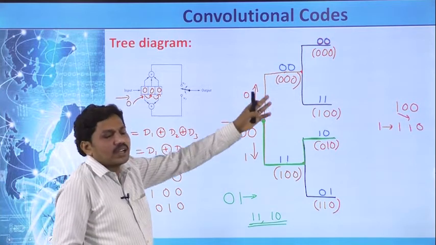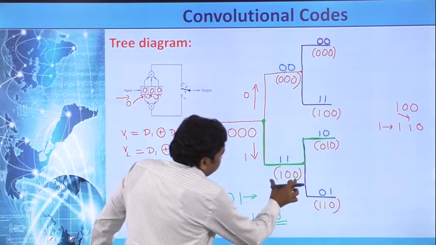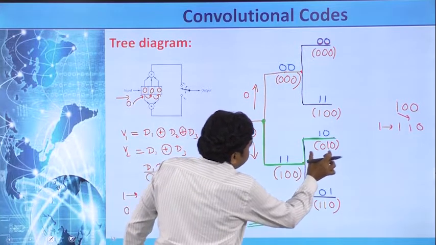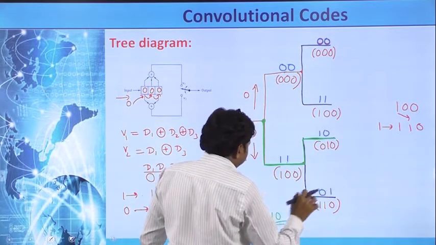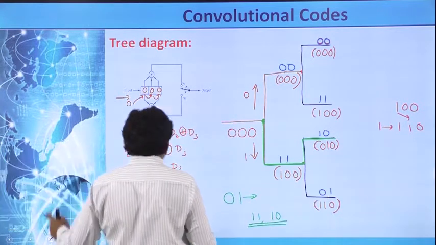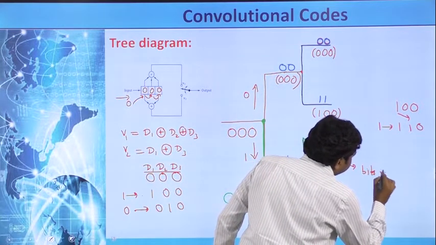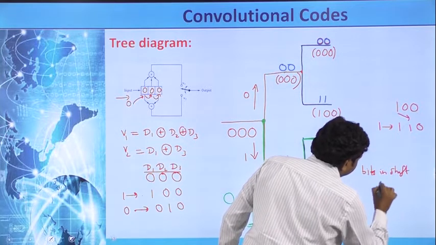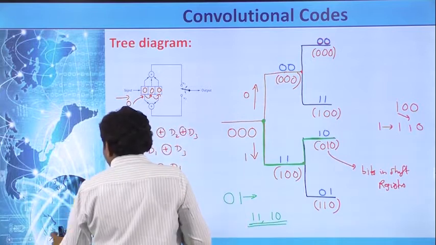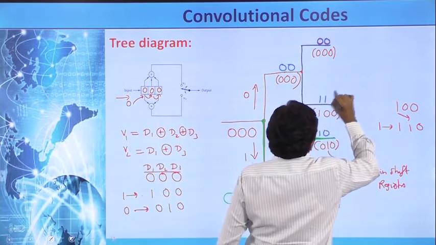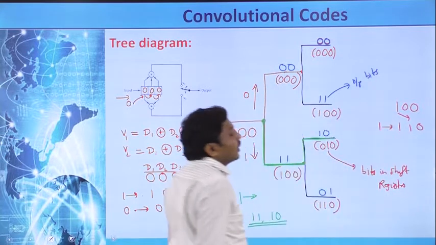So you can increase the number of stages. Here, the red lines, which are represented in red color inside the brackets, are nothing but the bits in the shift registers. Whereas the blue color is nothing but the output bits, that means the output of the encoder.